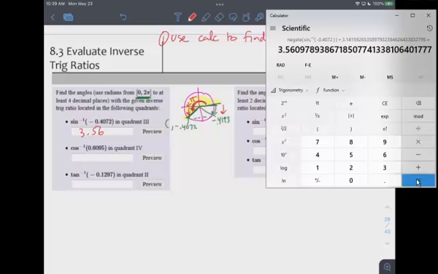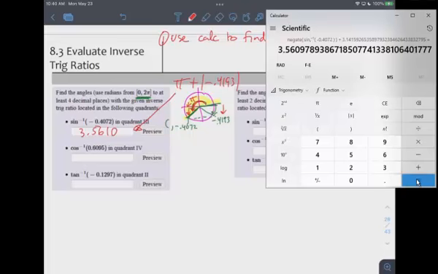It wants 4 decimal places, so 3.5609. And this is the way that I calculated that, right? I took this whole measure of pi, and I added my reference angle, which I'm going to mark as the absolute value of negative 0.4193. And that's going to give me the total angle measure in quadrant 3.